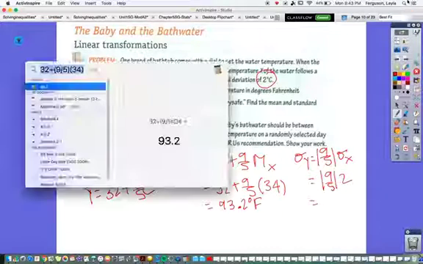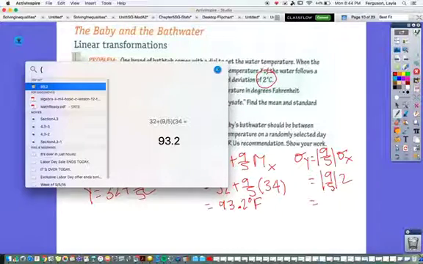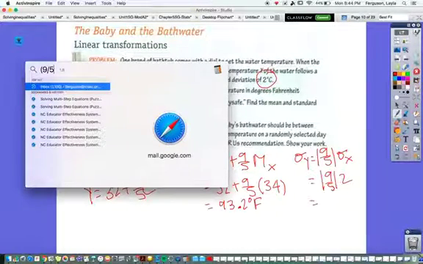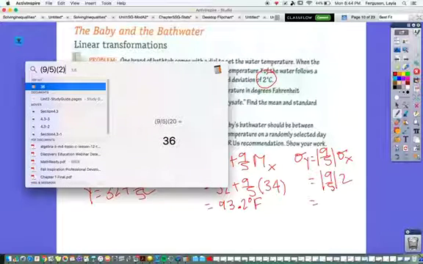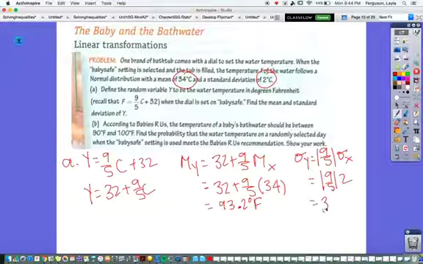And so whenever you do 9/5, it's already positive, so I don't have to worry about those absolute values. So 9/5 times 2 gives me 3.6. So the standard deviation for Y would be 3.6 degrees Fahrenheit.